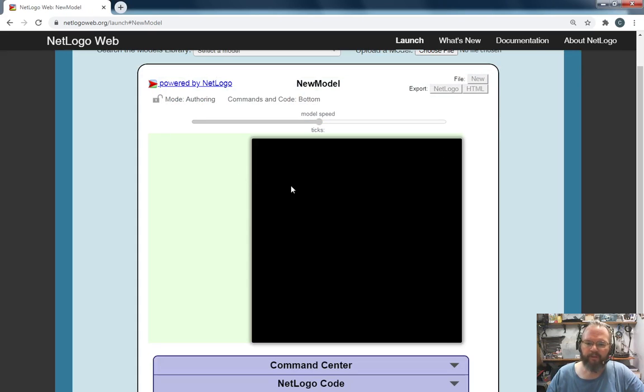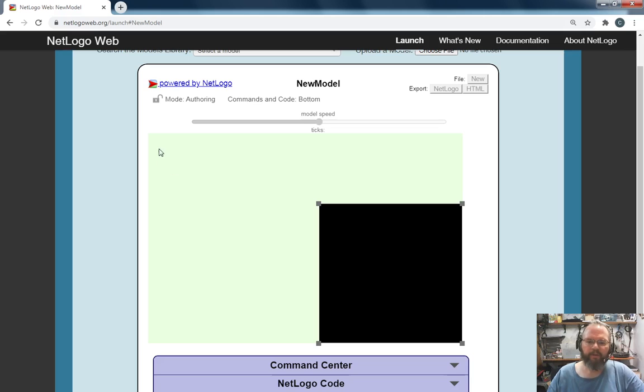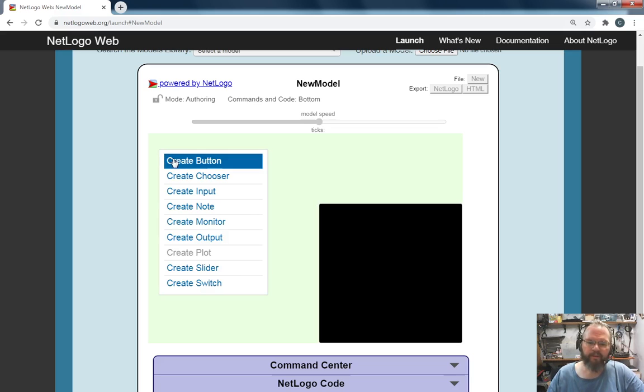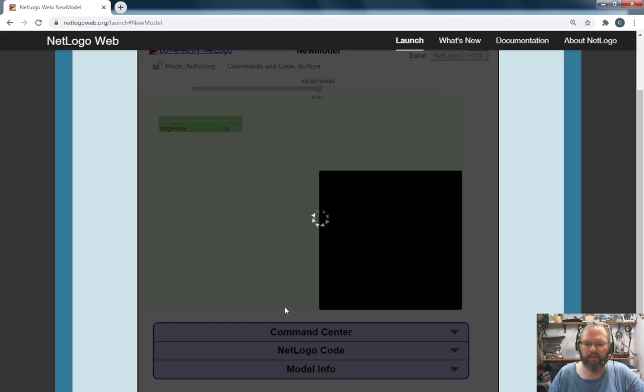Again, this is going to be a little bit different than what you've done in the past. Just so we have some room, I'm going to make this smaller off to the side because we're not going to really use that. But what we do need is, I'm going to right click up here, and instead of button, I'm going to pick where it says create slider. Up here where it says global variable, I'm going to call this angle-1, and I'm going to make this go from 1 to 178 in increments of 1. I'll click on OK.